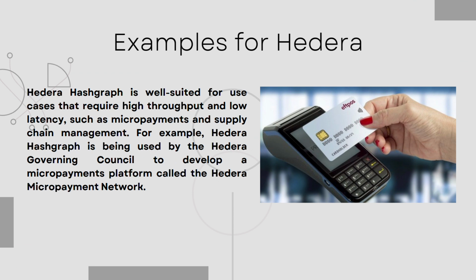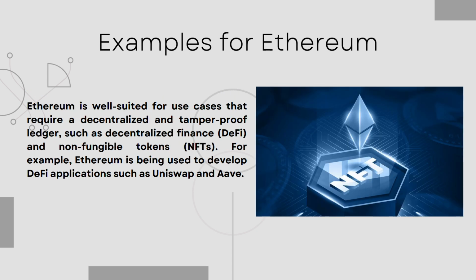Examples for Hedera. Hedera is well suited for high throughput and low latency uses, such as micropayments and supply chain management. Hedera Hashgraph is being used by its governing council to develop a micropayment platform known as the Hedera Micropayment Network. Ethereum is well suited for cases where decentralized and tamper-proof ledgers are needed, such as decentralized finance or non-fungible tokens. For example, it is used in the development of DeFi applications such as Uniswap and Aave.